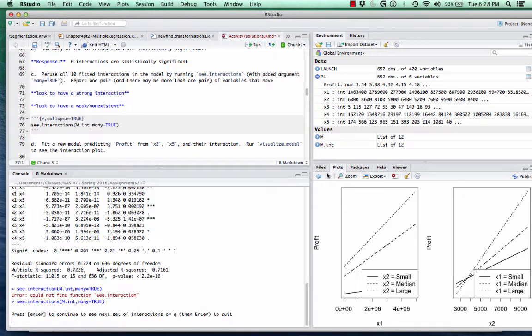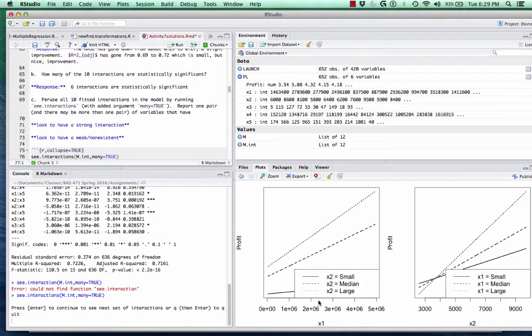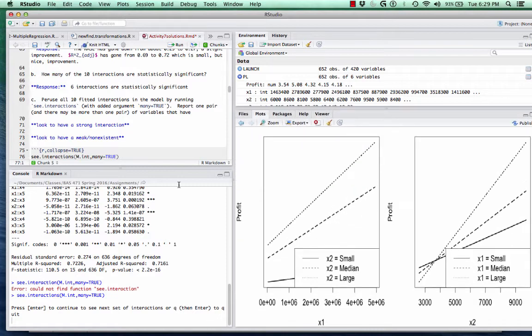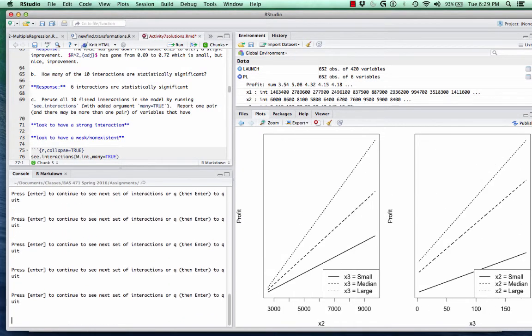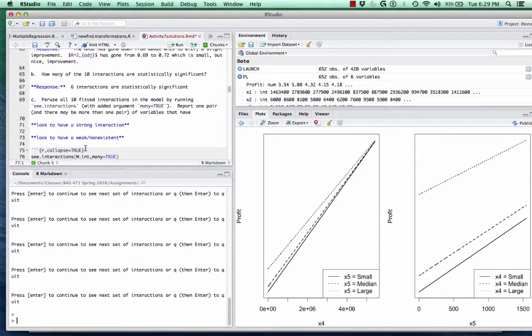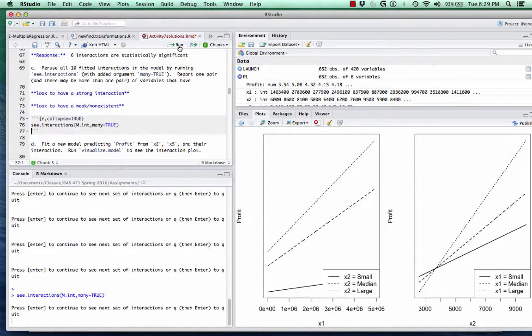Here's the interaction plot between the variables x1 and x2. I'm actually going to escape out of here, or finish these and then redo it so that I have a little bit more room to look at these interactions. So here's the interaction between x1 and x2. The plot on the left is breaking down the relationship between profit and x1. The plot on the right is breaking down the relationship between profit and x2. So for various values of the other variable.